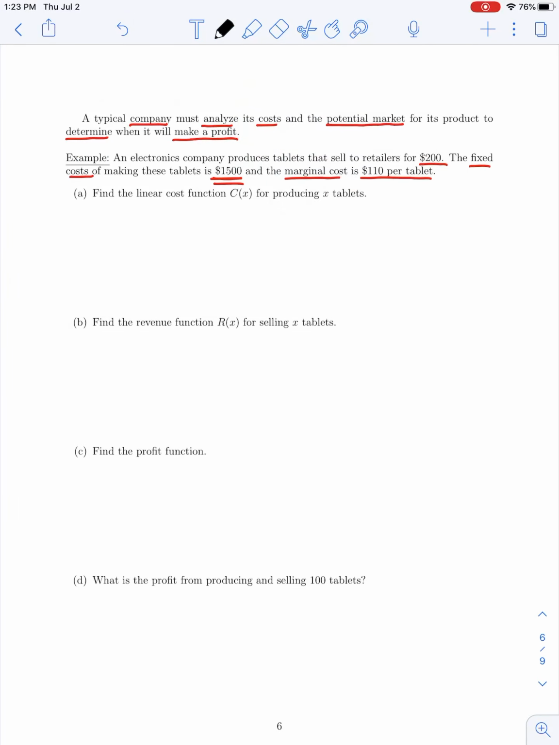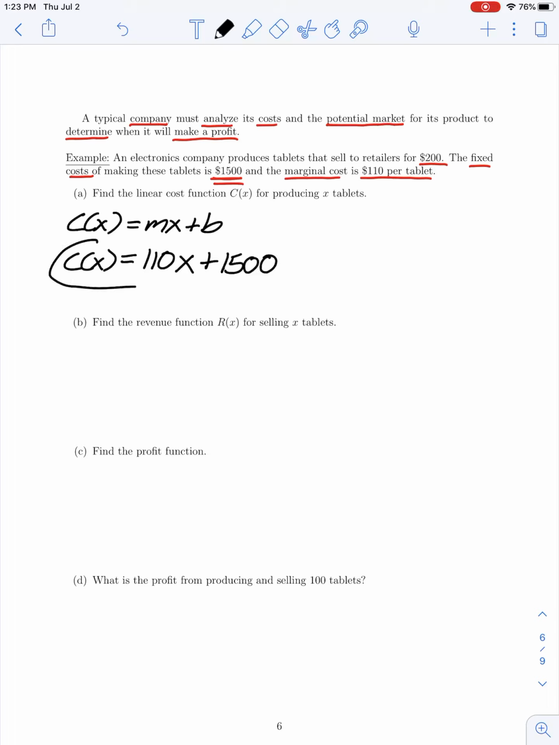In part A, we're asked for the linear cost function for producing x tablets. Here, C of x, since it's linear, would be of the form mx plus b, and our slope m is our marginal cost, which is $110 per tablet times x, the number of tablets produced. And then we add our fixed cost, which was $1,500. So this would be our linear cost function.